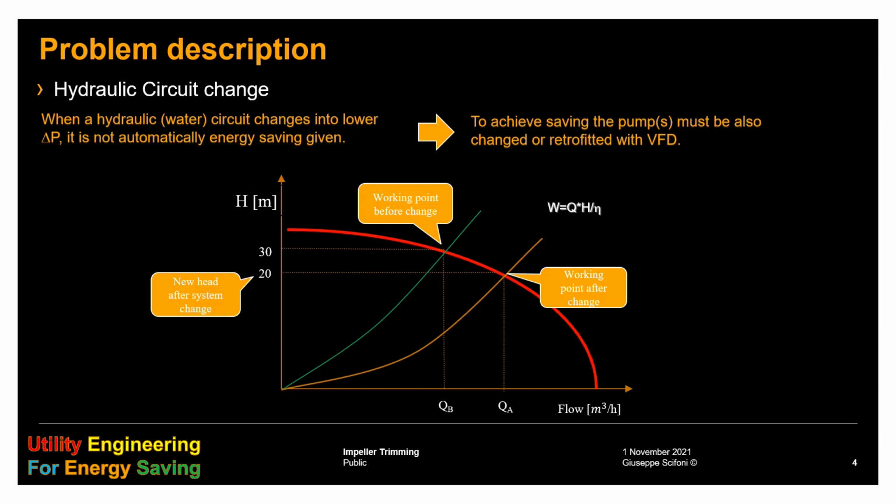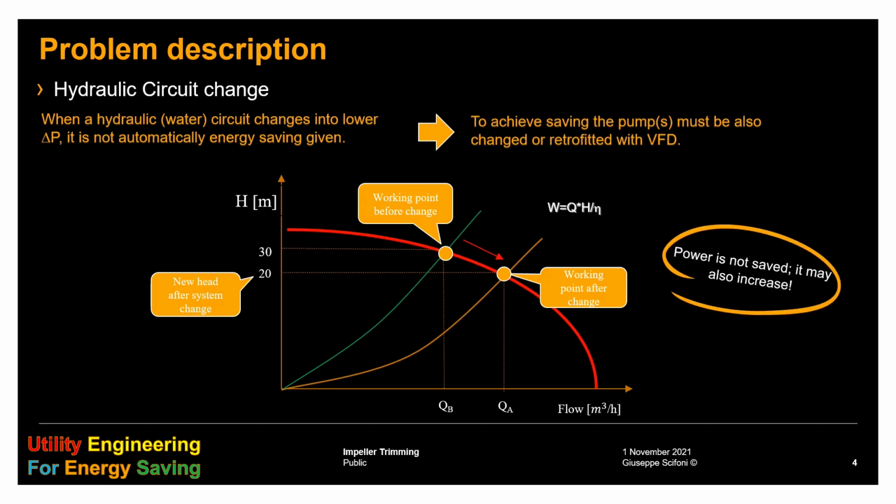The red curve is the head curve of the pump, and the green curve is the curve of the load before the change. The orange is the load after the change. Actually, the working point is moving on the pump curve to the right, and the system head drops, but the flow increases. The power may not decrease, but depending upon the pump performance, can even increase. That's because normally the flow increases more than the decrease in head.